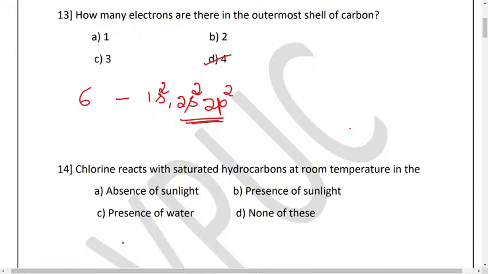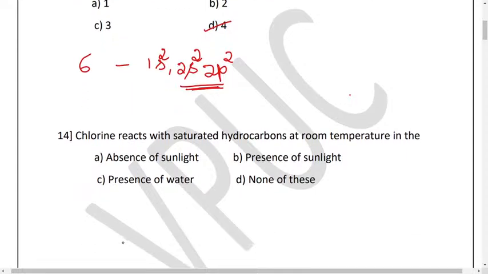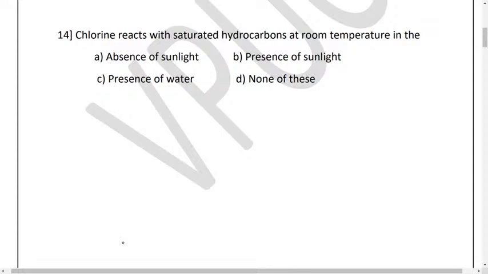Now, question number 14. The given question is: chlorine reacts with saturated hydrocarbons. We already know the meaning of saturated hydrocarbon, which always contains carbon to carbon single bonds. The carbon to carbon single bonded open chain compounds are called alkanes. Compared to alkenes and alkynes, dear students, alkanes are the least reactive hydrocarbons because they are in the saturated form, with no pi electrons in them.